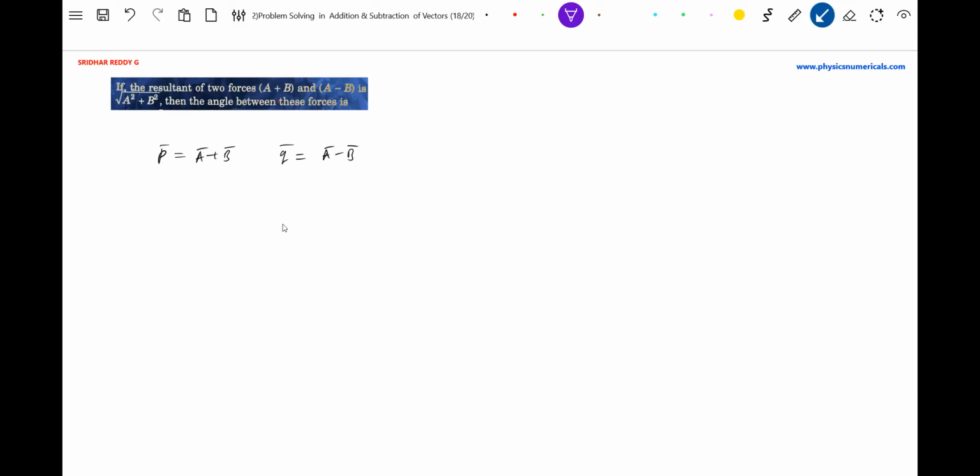So here I'll begin like this. Let p bar equal a bar plus b bar. Q bar is equal to a bar minus b bar. I think this much is what there. The angle between these forces is being asked. The angle between these forces. So how are these forces first? This is the vector p bar. This is the vector q bar.